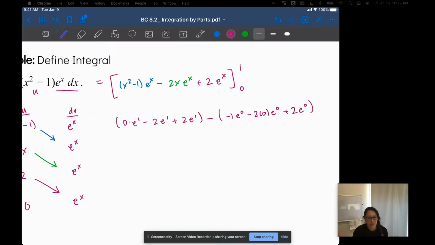Some of these things you could evaluate in your head. If you did that, that's fine. You could probably skip this step and just write the next step, okay? So I have 0, and then 2e to the 1 minus 2e to the 1 is 0, so that's just 0. And then I'm going to distribute this negative, so I end up with negative positive 1, because e to the 0 is 1, so plus 1, and then this is going to give me a 0.